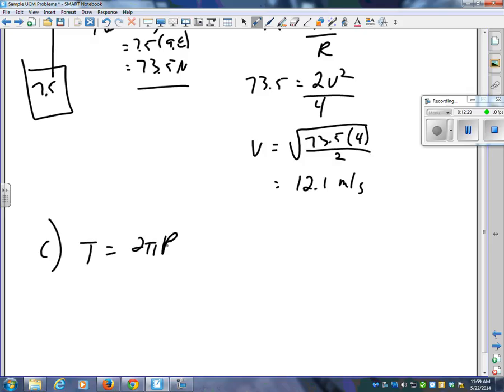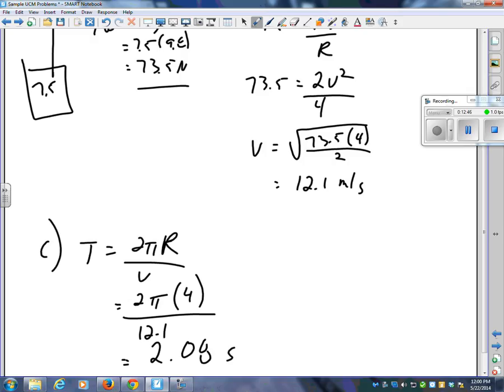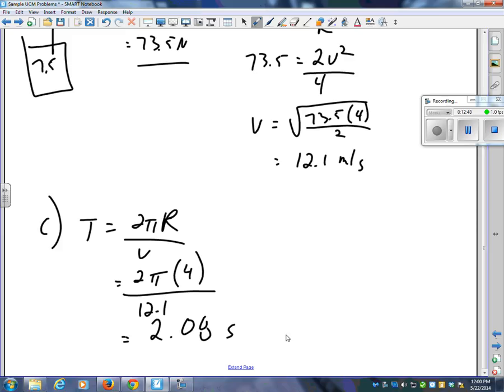2 pi r all over v. I did m 4 pi squared r. The radius is 4. You could do that. I get 2.07. 2.08 seconds. Oh, my goodness. 2 seconds to go all the way around, but it's cooking.